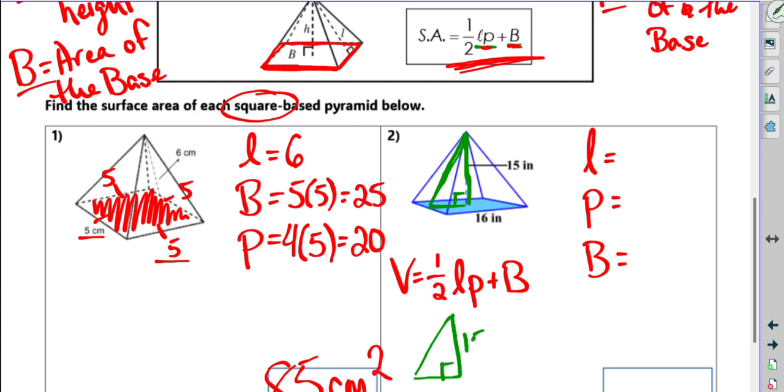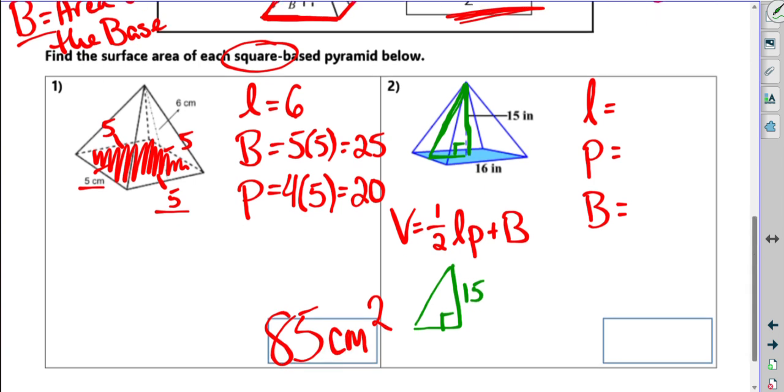I know that my height is 15. The bottom side is halfway across. The whole way across is 16. Halfway across is going to be 8. Now I can find C there. 8 squared plus 15 squared equals C squared.